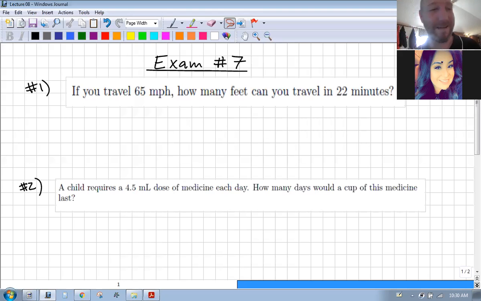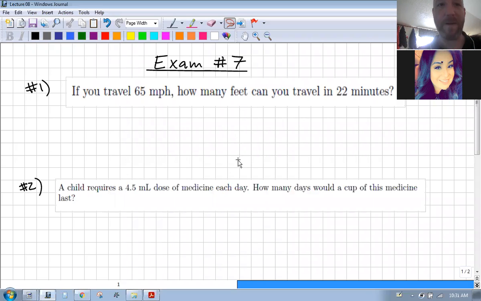Let's check out this exam number 7. A lot of y'all didn't turn in anything, so make sure you at least try. I usually give you half credit if you at least try, so we shouldn't be getting any zeros here.